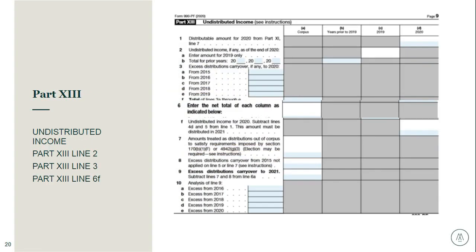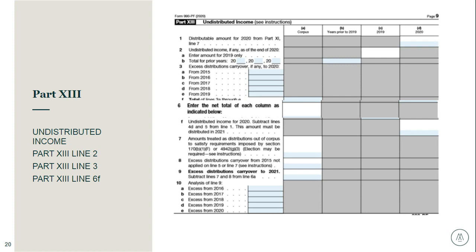All right, part 13, and I'll be honest, we debated including this page or not. It's definitely an important part of the tax return. It's just a very complex calculation, and there are some concepts on here that we're not going to cover today because they are more involved, and they might be part of a future piece that we'll have available as part of our series.